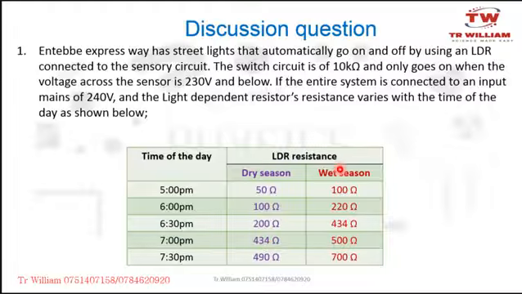Whereas during wet season, at 5 p.m. it will be at 100 ohms. At 6 p.m. it will be at 220. At 6:30 it will be 434. At 7 it will be 500. At 7:30 it will be 700.